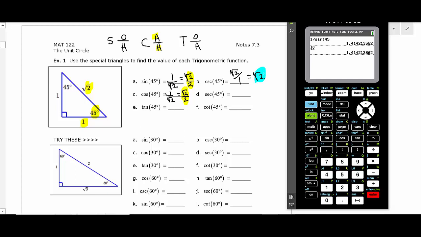Well, the secant is the reciprocal of the cosine, so it would be the same as the last problem. That would just give you square root of 2. All right, so that's how you do that.